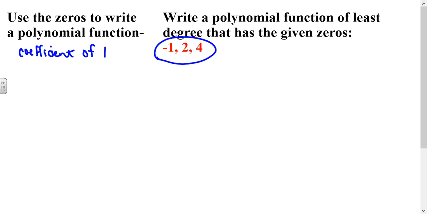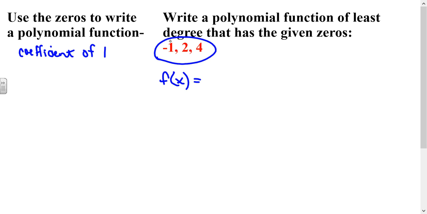So if these are my zeros, negative 1, 2, and 4, then what are my factors? So remember, that means if I set my factor equal to 0, I get these three numbers as my answers. So I'm going to write f of x because we're writing a polynomial function.